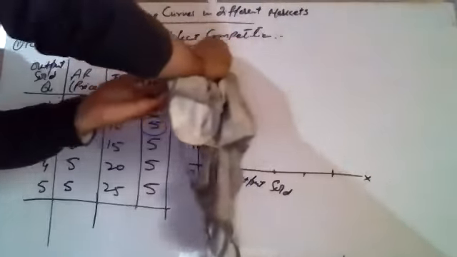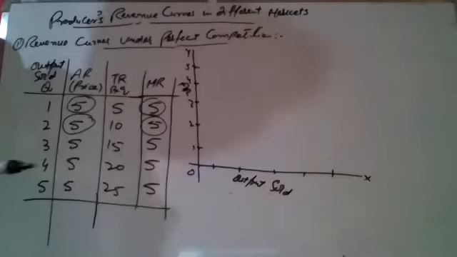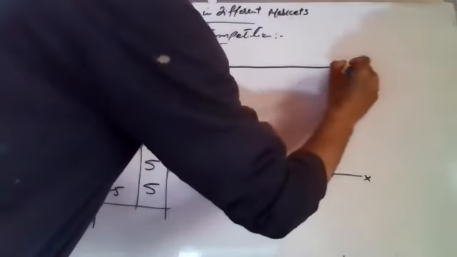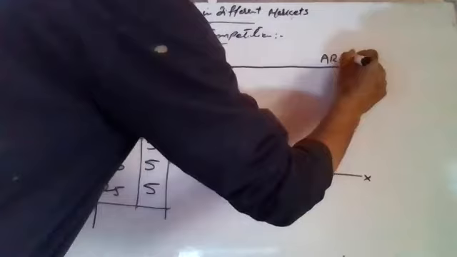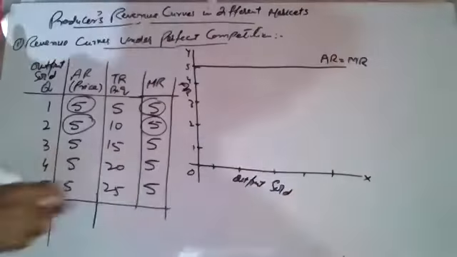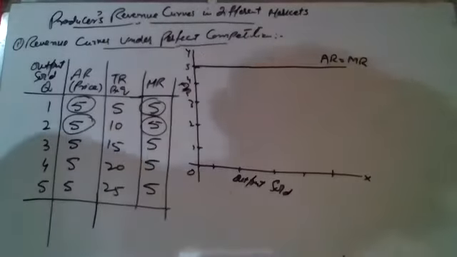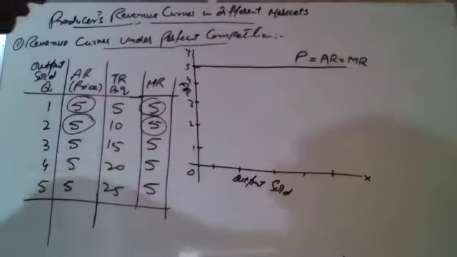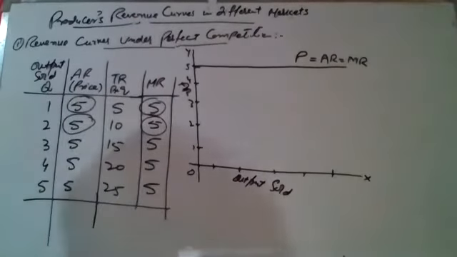So this will be the average revenue curve and marginal revenue curve. This is average revenue and marginal revenue. Thus we can say it is also price. In the perfect market, the average revenue and marginal revenue curve is a horizontal line parallel to the x-axis.